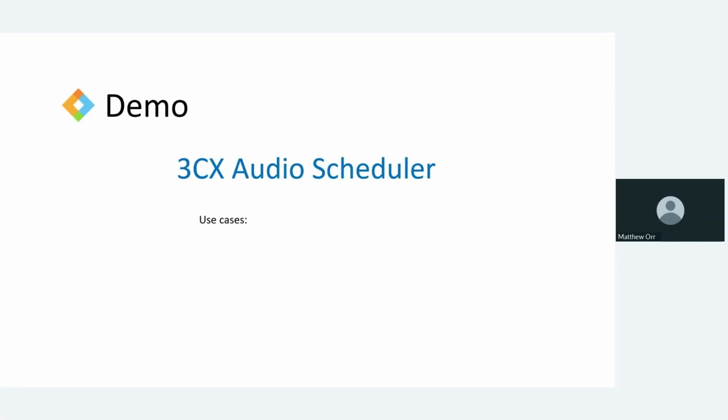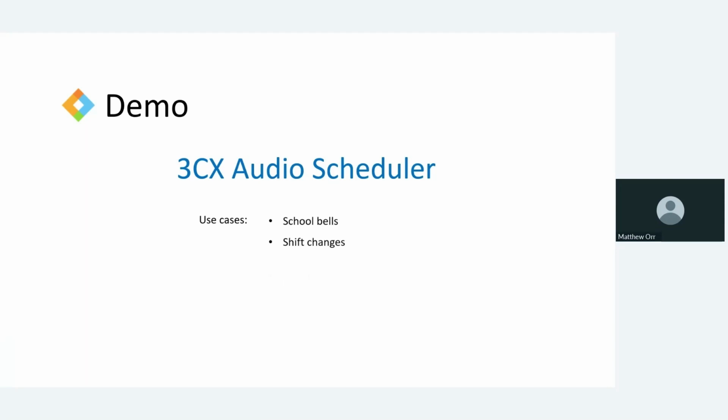The purpose of Audio Scheduler is to play automated messages, typically over an overhead paging system. So some use cases could be, for example, the school bells for recess and the start of school and the end of school, that kind of stuff.